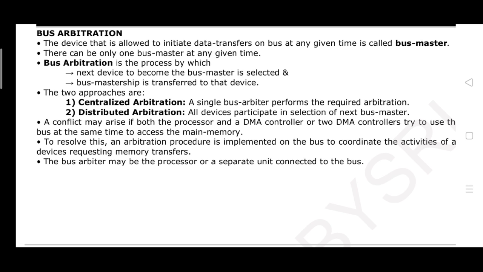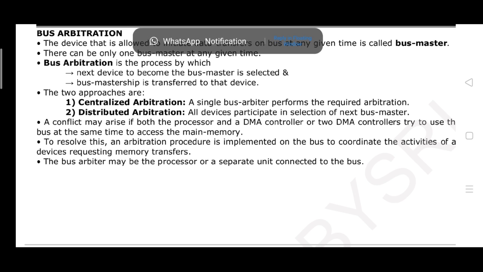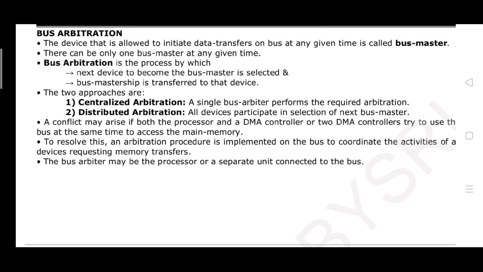The next concept is about bus arbitration. Okay, you know the meaning of bus. Bus is a channel or a carrier which is used to transfer the data from one end to the other end, isn't it? So the device that is allowed to initiate the data transfer on a bus at any given time is called the bus master. The owner of the bus at any interval of time is called the bus master. Very simple. The device which is transferring the data over the bus is called the bus master.